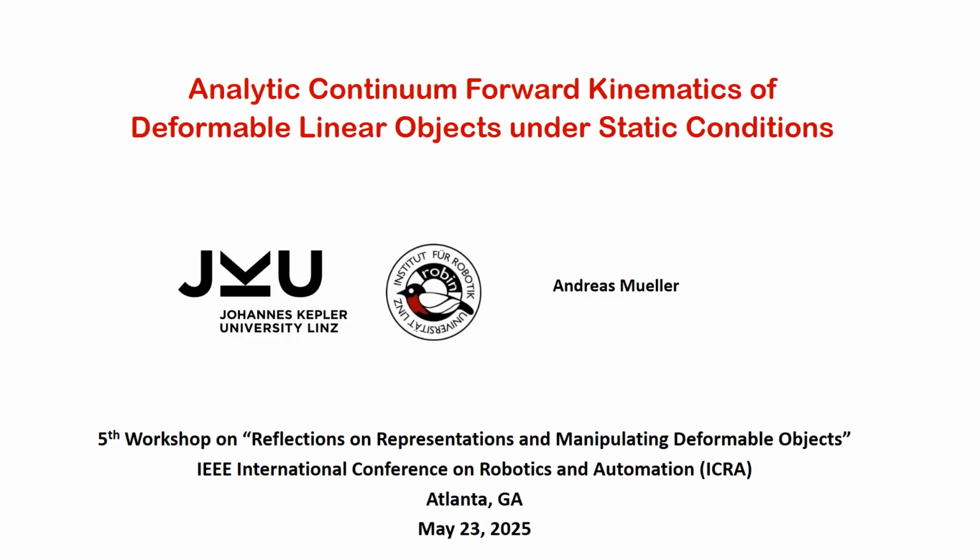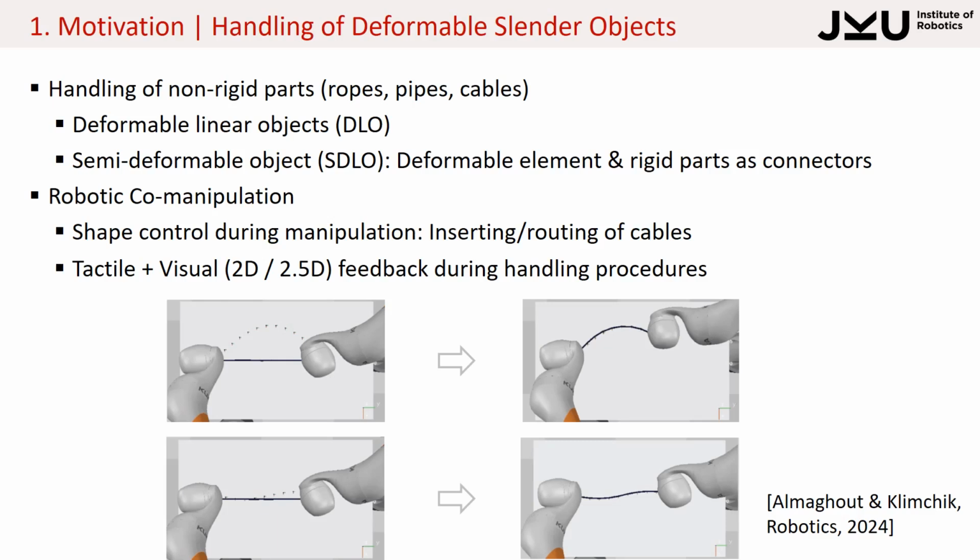So this short paper is about a numerical algorithm to obtain analytic solutions for the continuum forward kinematics problem of deformable linear objects. This is essentially the problem of describing the shape of a cable, tube, or some deformable rod element, given the pose of the terminal ends.